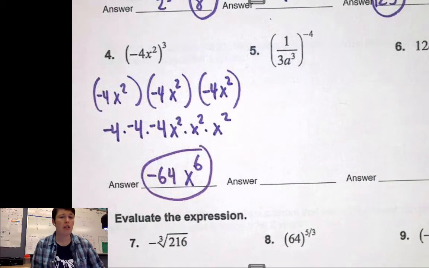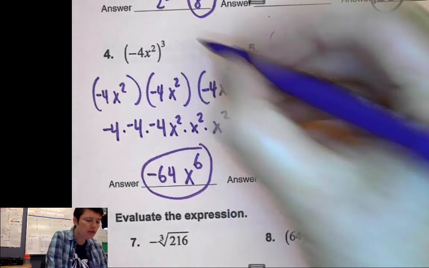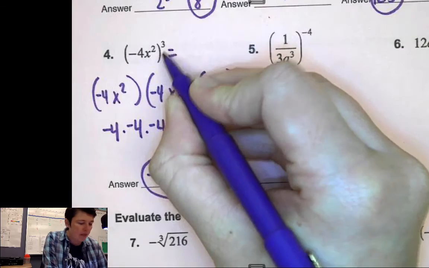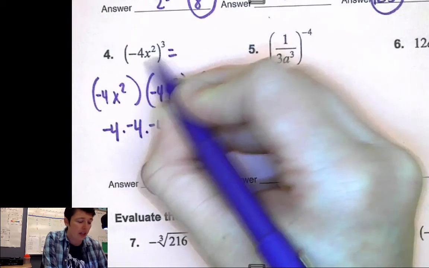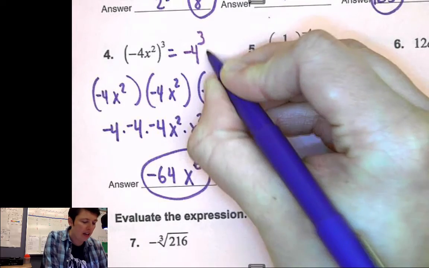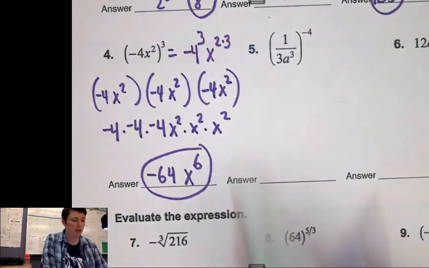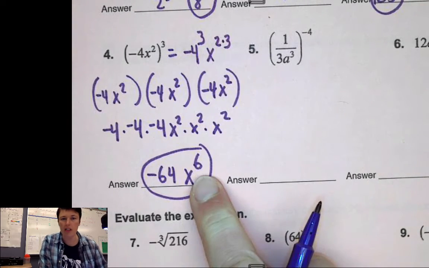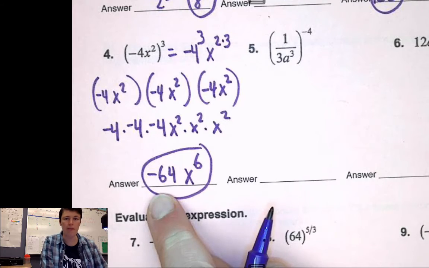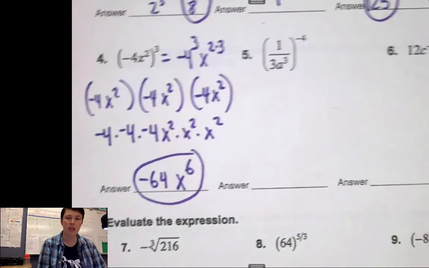Here's another way I could have done that problem, especially if I was going for my level 4 on this, is I could have used the power rules, the exponent laws, and I could have said, okay, well, it's to the 3rd power in a parenthesis. So negative 4 is going to be to the 3rd power, and x squared is going to be times 3 in the power. And 2 times 3 is 6, so I get the same answer. And negative 4 to the 3rd power is negative 64, and I get the same answer. So that's kind of how you do that one. Let's look at 5.